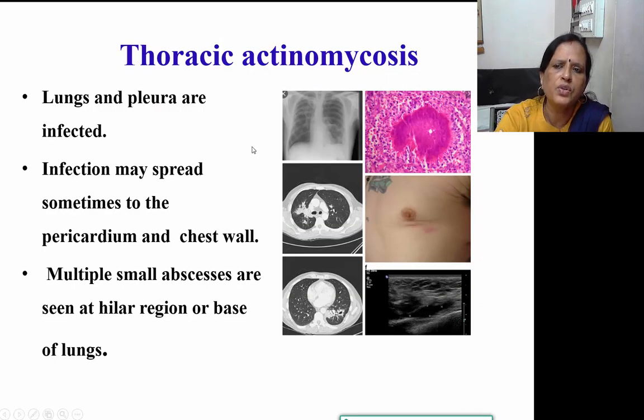Yes. So next site is thoracic actinomycosis. What is affected in thoracic actinomycosis? It is the lungs and the pleura. From there, where can it spread? From the lungs and pleura, the inflammation can go to the pericardium and the chest wall. Similar features: even here we see multiple abscesses with discharging sinuses. These abscesses are seen at the base of the lung also.